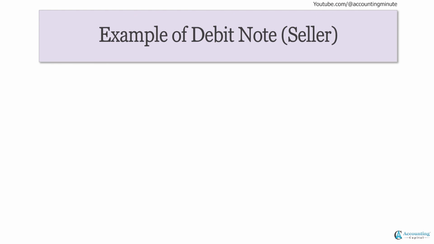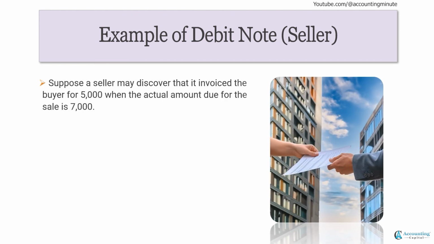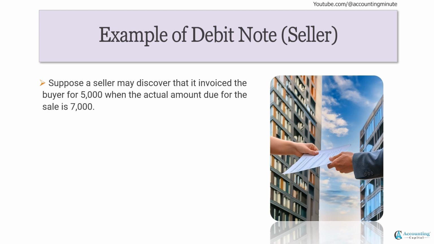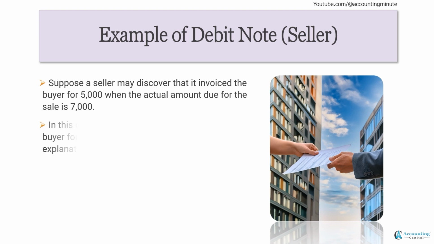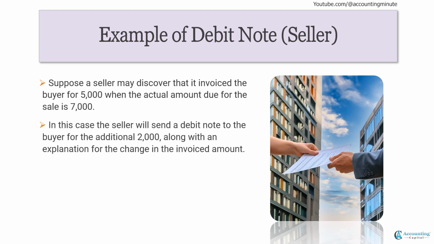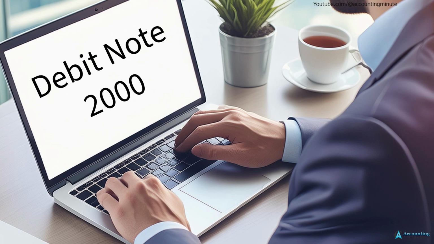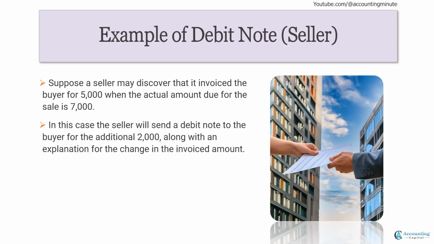An example of a debit note when sent by the seller: suppose a seller discovers that it invoiced the buyer for 5,000 when the actual amount due for the sale is 7,000. In this case, the seller will send a debit note to the buyer for the additional 2,000 along with the explanation for the change in the invoiced amount.